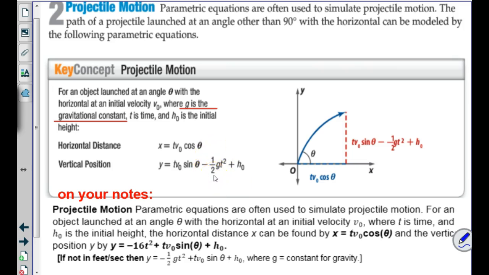What does it say on the pink sheet? It doesn't say 1/2 g t squared. At the bottom it says 4.9, but above that it says 16, right? For vertical position, it says negative 16 t squared. As long as you're in feet per second, this is just a negative 16. If it happens to be meters per second, this would be a negative 4.9. Okay, moving on.